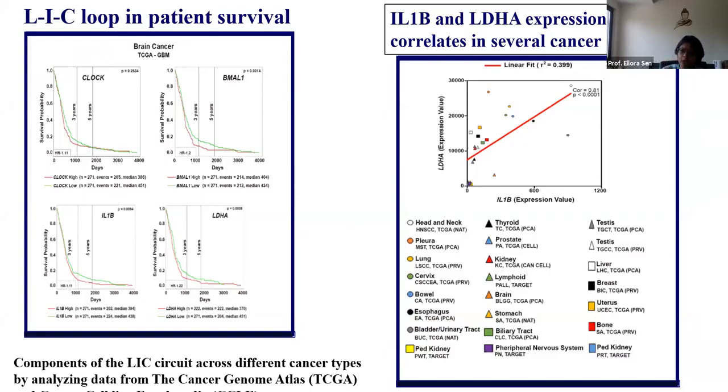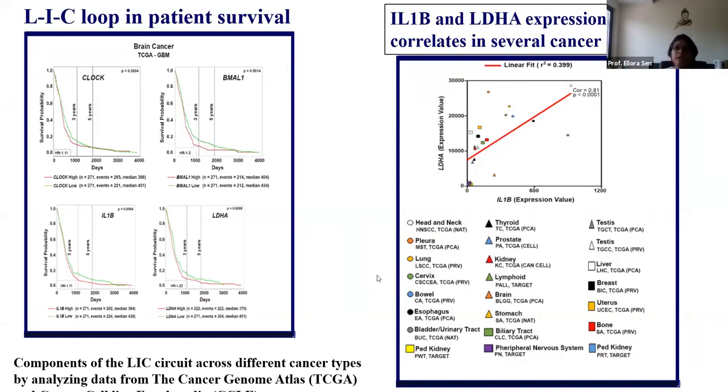Now, if this is true in glioma, does it hold true? Is the LIC circuit present in other cancers? Yes, to our surprise, we found that this circuit is present in almost all solid cancers, but we found just a reverse correlation in hematological malignancies. But the correlation between IL-1 and LDH was present across several tumors.